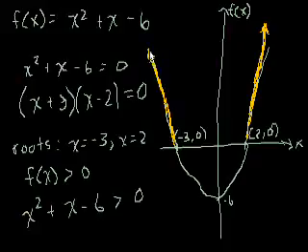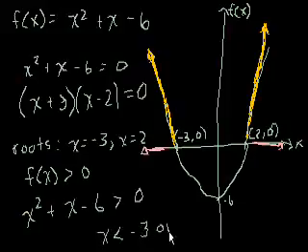So just visually looking at it, what x values make this true? Well, this is true whenever x is less than minus 3, right? Or whenever x is greater than 2, right? Because when x is greater than 2, f of x is greater than 0. And when x is less than negative 3, f of x is greater than 0. So we would say the solution to this quadratic inequality, and we pretty much solved this visually, is x is less than minus 3, or x is greater than 2.